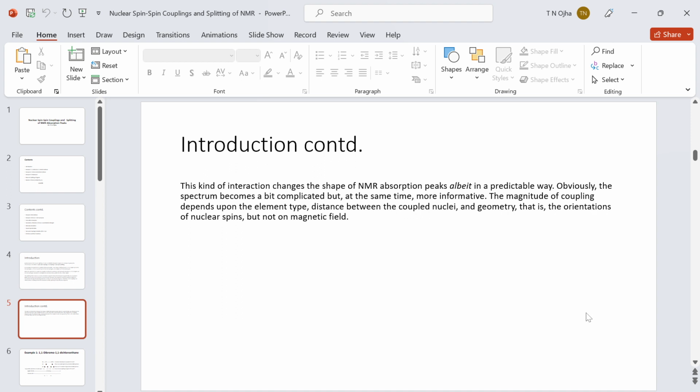That is the difference between chemical shift and J coupling. Chemical shift in terms of frequency depends on magnetic field, but J coupling is independent. It may be noted that chemical shift, when presented in the form of universal scale delta, does not depend on magnetic field, but when it is presented in the form of frequency, it does depend on magnetic field.